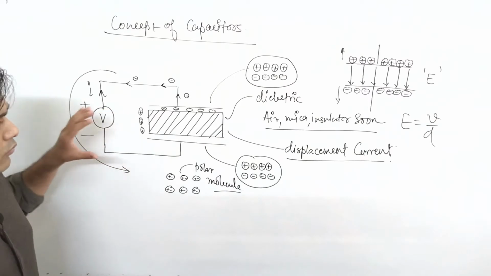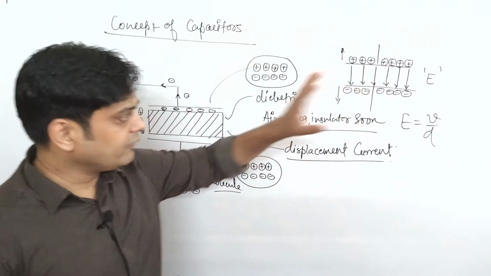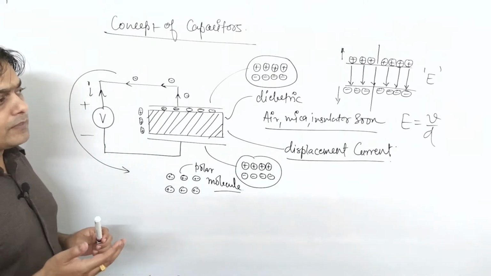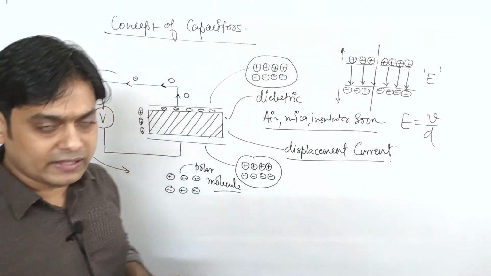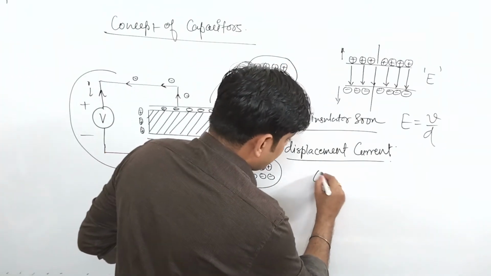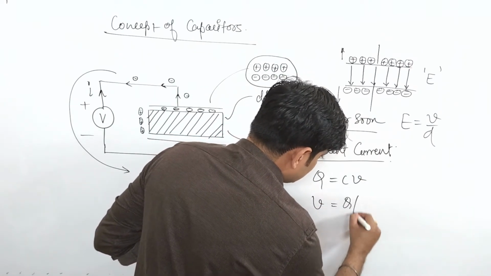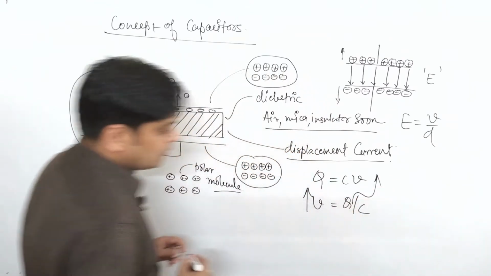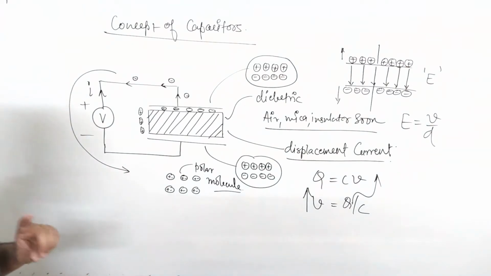Now a question comes to your mind: by increasing the value of V, one can easily increase the value of the electric field, and by continuously increasing V, we can increase the electric field. Or, as I said earlier, Q is equal to CV. From here you can say that V is equal to Q by C. It means by increasing voltage, your charge will get increased. Is it like that? No.